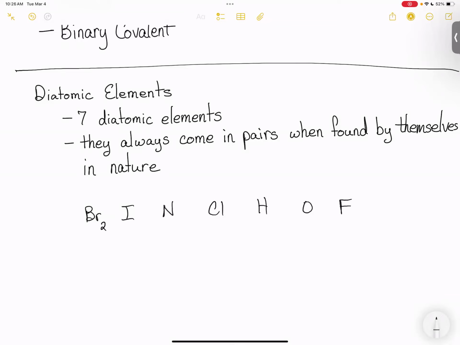Bromine, when found in nature all by its lonesome, is going to come in the form of Br2. Iodine is going to come in the form of I2. So when you get iodine solution, that's what you're usually getting, I2. The nitrogen that is in the atmosphere is N2. Chlorine gas, nasty stuff, is Cl2. Hydrogen is H2, the oxygen that you breathe is O2, and fluorine is F2.